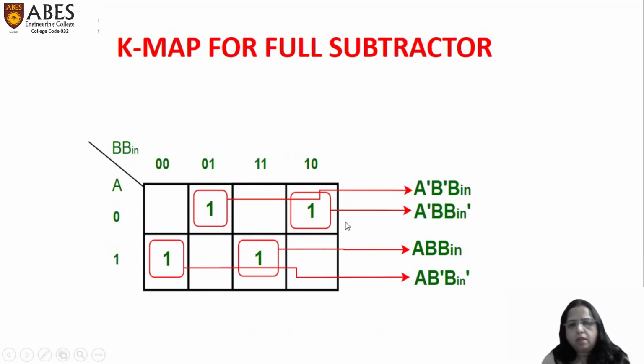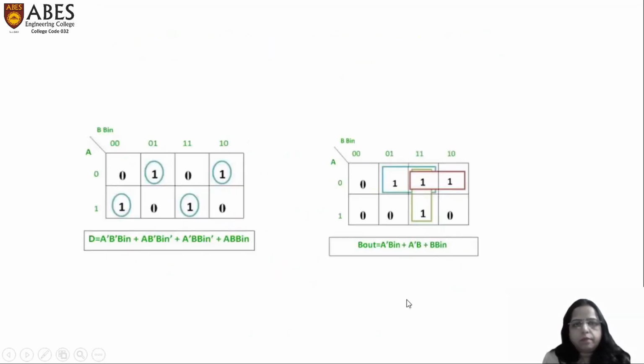Combining these four combinations, we have A bar, B bar, B in. Then for the second group, we have A bar, B, B in bar. The third one is A, B, B in. And the fourth one is A, B bar, B in bar. Or we can also write the difference in this manner, and the borrow can be written in this manner, that is 1, 1, 1, and 1.